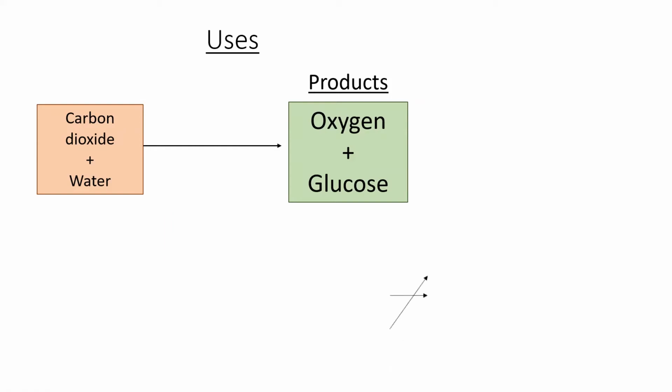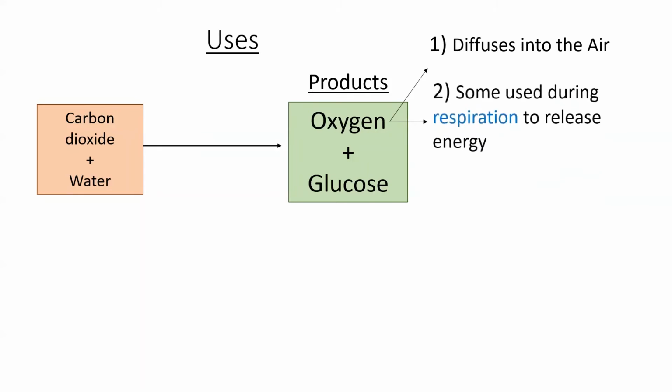Oxygen has two uses. The first one is that oxygen diffuses into the air through the stoma of the leaf. The plant can actually use some of the oxygen for respiration in the cells, in the mitochondria. Respiration releases or transfers energy. And if you remember, the word equation is the opposite to photosynthesis. It's glucose plus oxygen produces carbon dioxide and water.